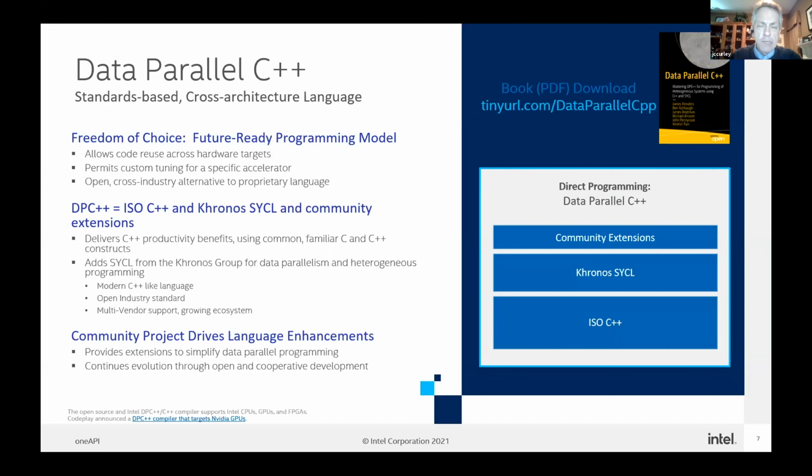Data Parallel C++ is the language that we use inside this initiative. And Data Parallel C++ is a combination of 3 different elements coming together. First, we start with ISO C++.